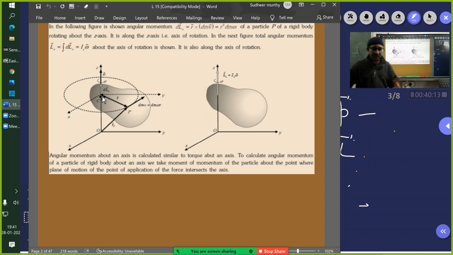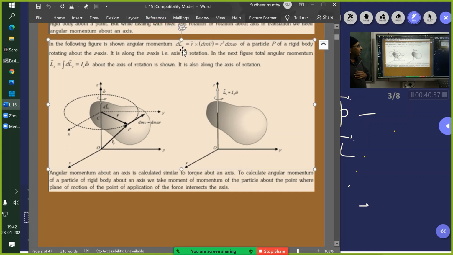First we start with locating one of the particles of this rigid body, and we calculated its incremental angular momentum. You can see here dL bar. That's what we said. And that is what you can see here on top: dL bar is equal to r bar cross dm v bar, that is r squared dm omega.